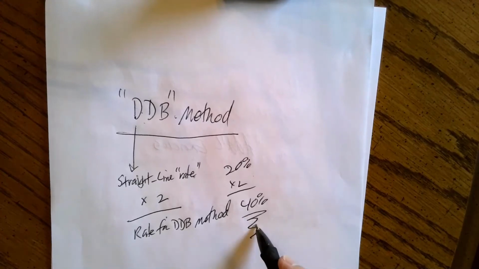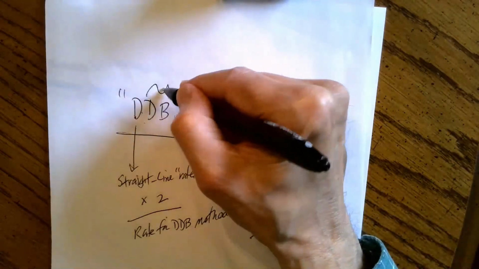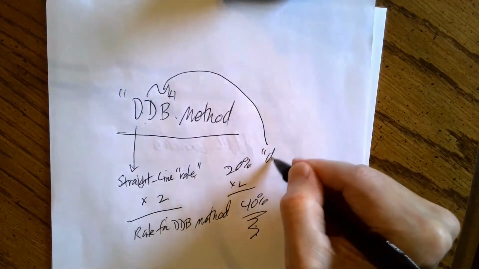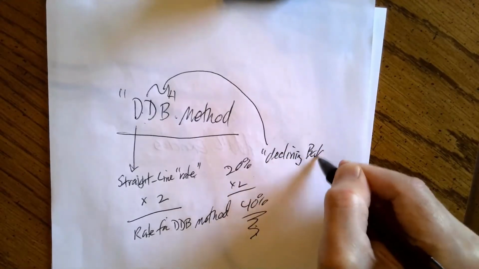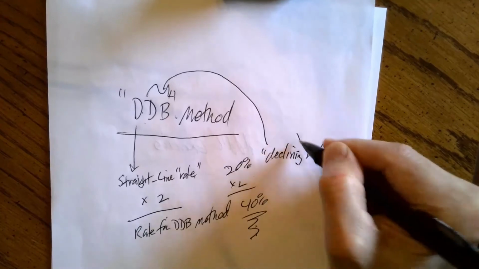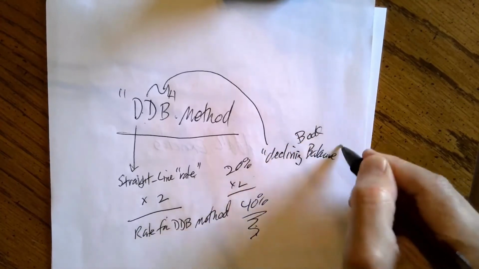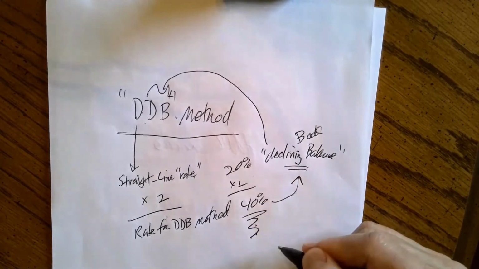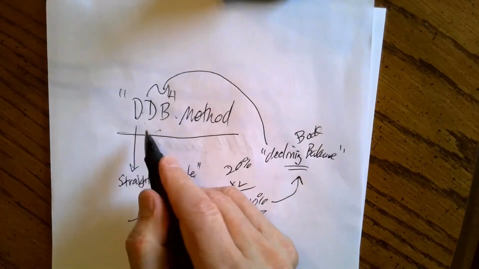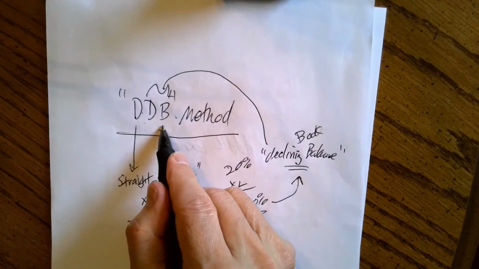Multiplying it times what? The declining book balance. That rate times declining book balance gives depreciation expense for the DDB method. Again, this is the most complex method in the chapter.